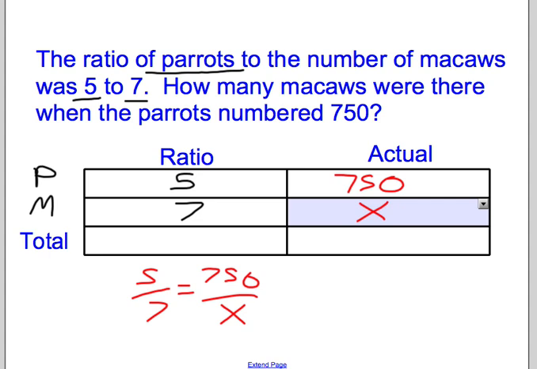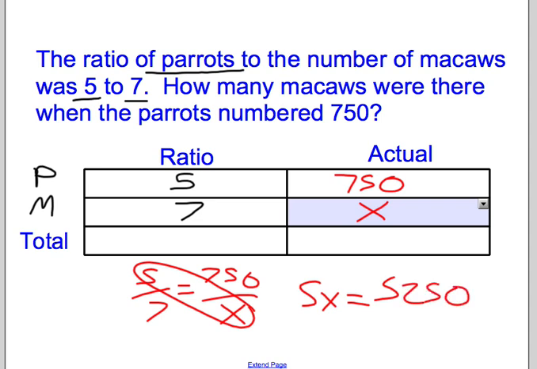And then we have this. So I'm going to show you how to solve it as a proportion. I'll also show you the shortcut after I show you this. You can always use the butterfly method, cross products. So we want to be able to do that. 5x equals, and then we're going to use the calculator, take 750 times 7, and that's 5,250. And then to solve for x, we divide by 5. That would be 1,050.